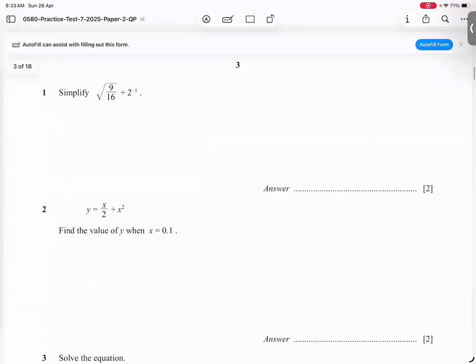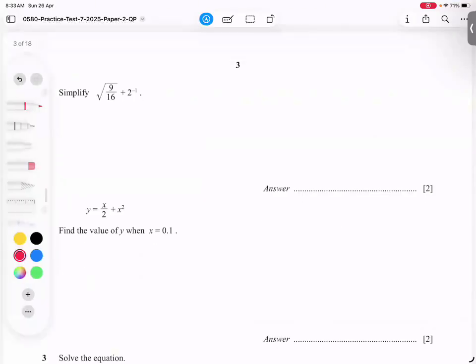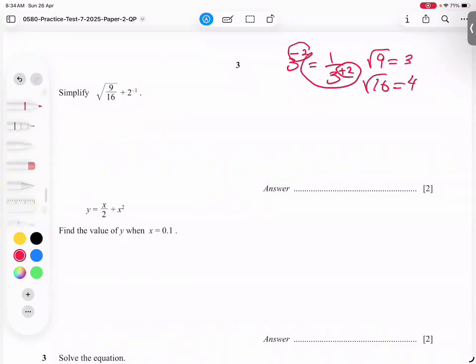Question number 1. We have root 9 plus root 16, and you know very well root 9 gives us 3, and root 16 gives us 4. But the other part has power negative 1. If I have 3 to the power negative 2, I bring it to the denominator and the power becomes positive 2; the power sign changes. Same here, there's a power negative 1. When it comes to the denominator, the power becomes positive 1. Positive 1, you write it or you don't write it, no problem at all.